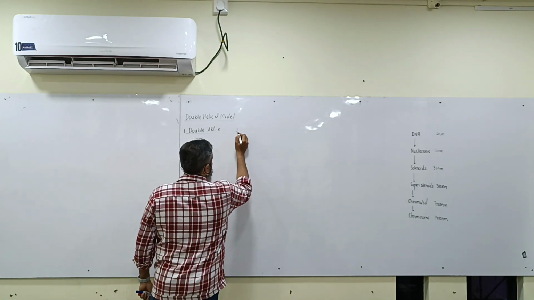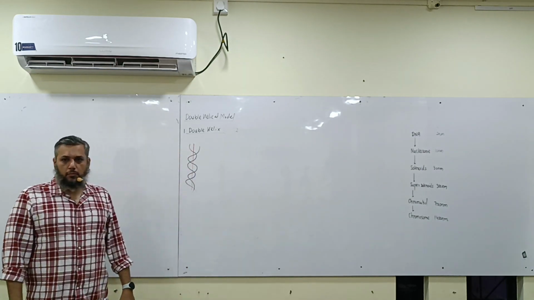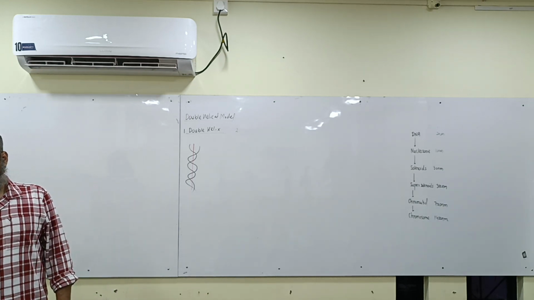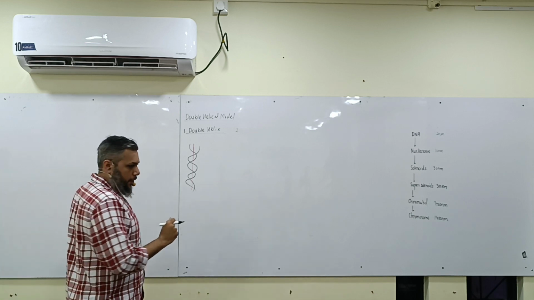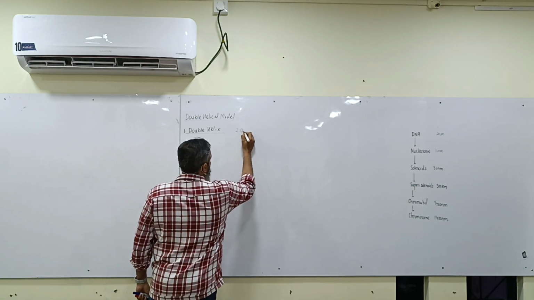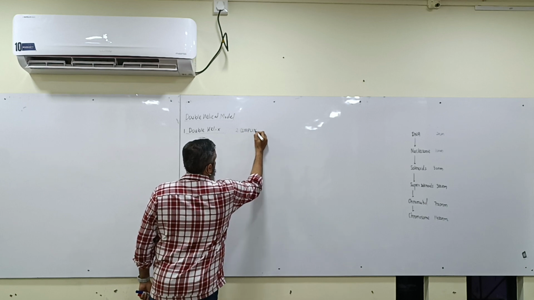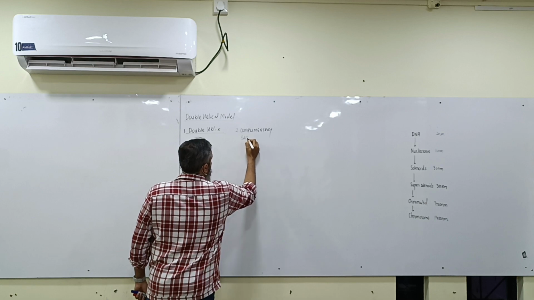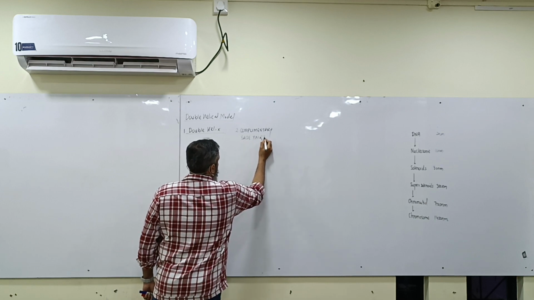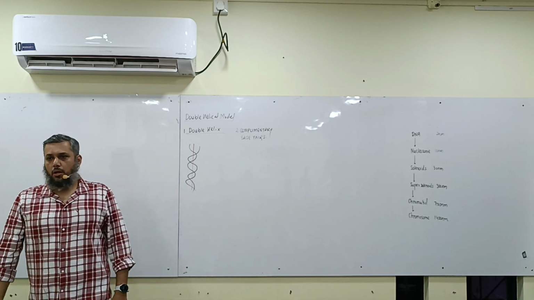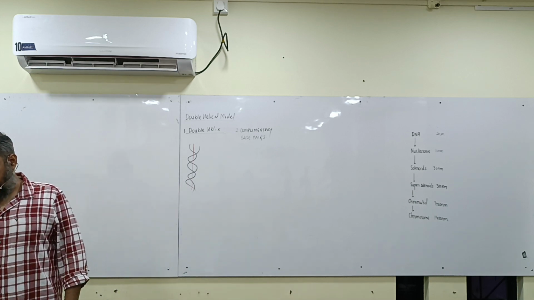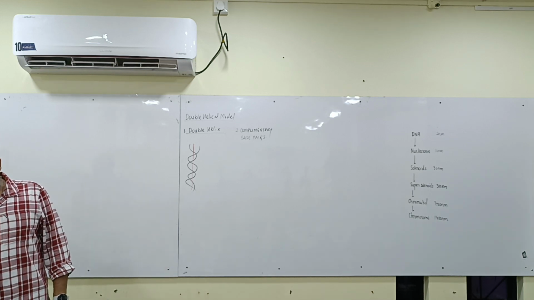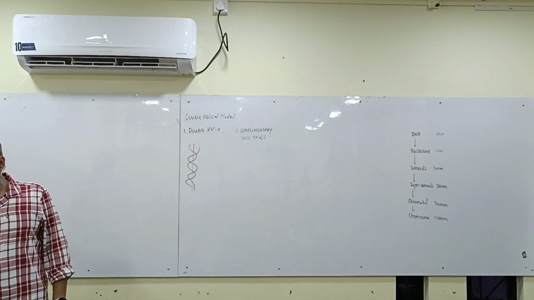Second property. It shows complementary base pair. I like this word. Complementary base pairing. Very simple question. What is complementary base pairing?